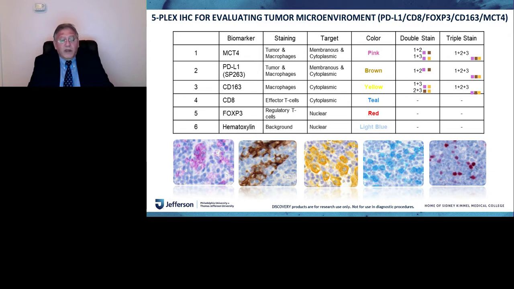So, as you can see, there are certain cells that are going to be positive with more than one color. For example, a macrophage can be positive for PD-L1, positive for MCT4, and also positive for CD163. A tumor cell can be positive for PD-L1 and MCT4 at the same time. So we're going to talk about this further down the road.